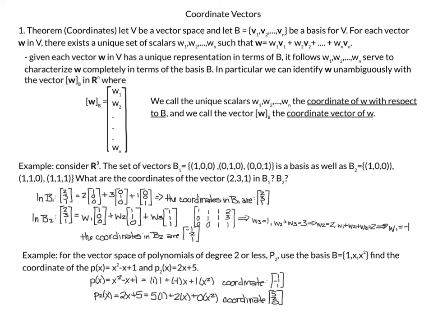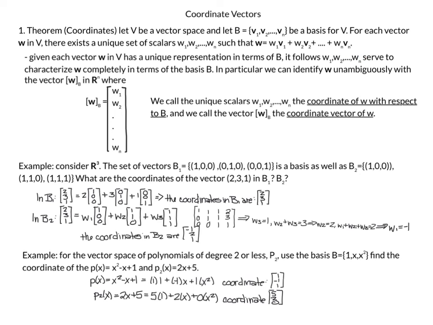Summarizing what we did in this video, we defined what a coordinate of a vector w with respect to a basis b is. So if we had a vector space v and a basis b for that vector space, a set of vectors v1, v2 up to vn, then for each vector w in v, there would be a unique set of scalars w1, w2 up to wn such that w was a linear combination of the basis vectors times these unique scalars. And because these scalars are unique, they can uniquely represent any vector w.